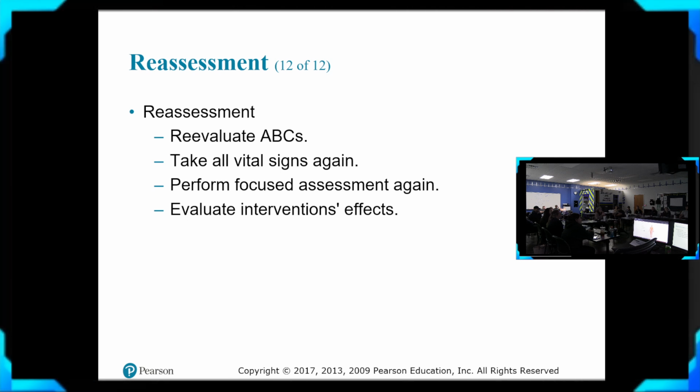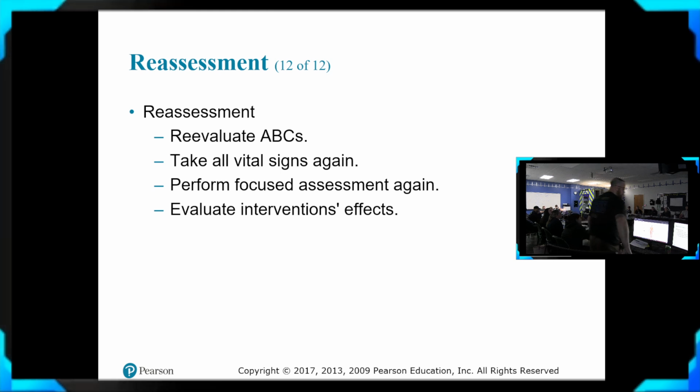You evaluate your ABCs and take all your vitals. What is the minimum number of vitals you should have on a transport run?